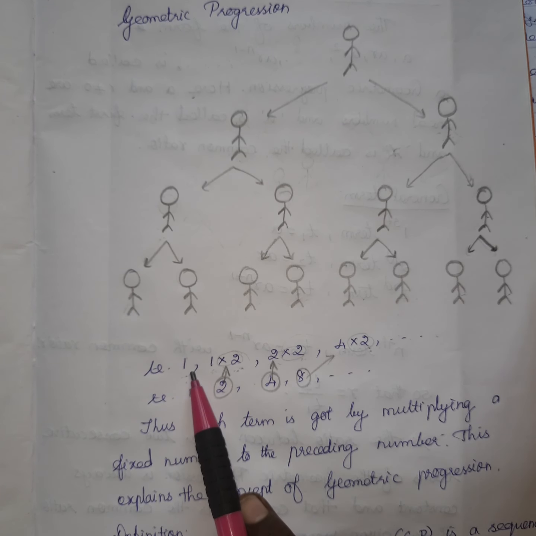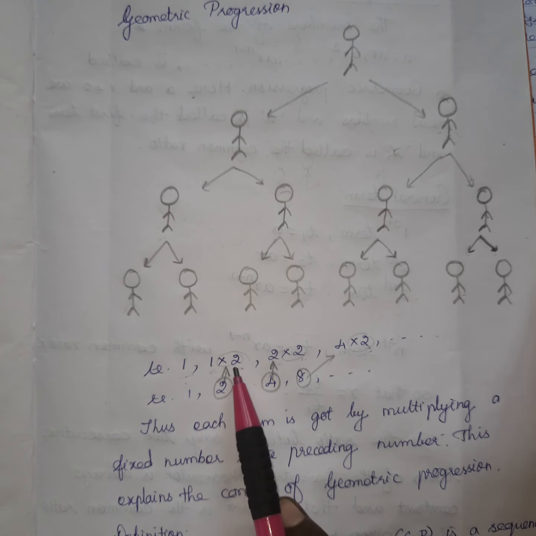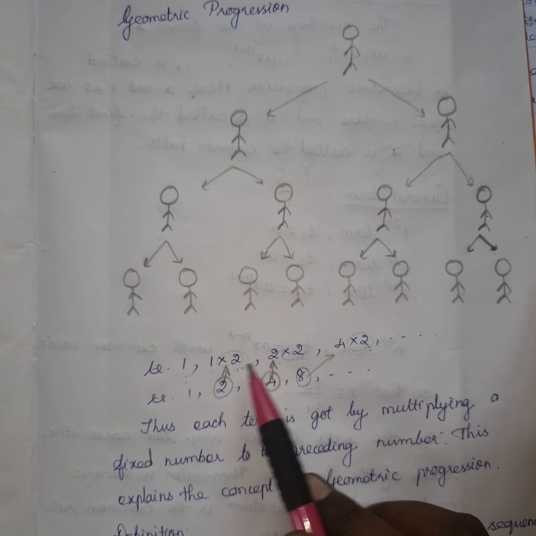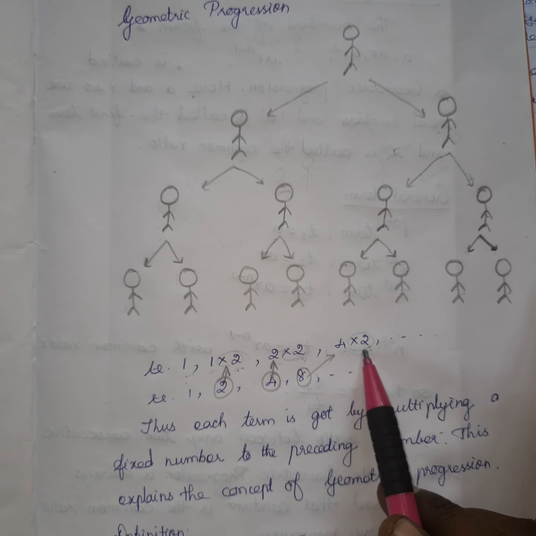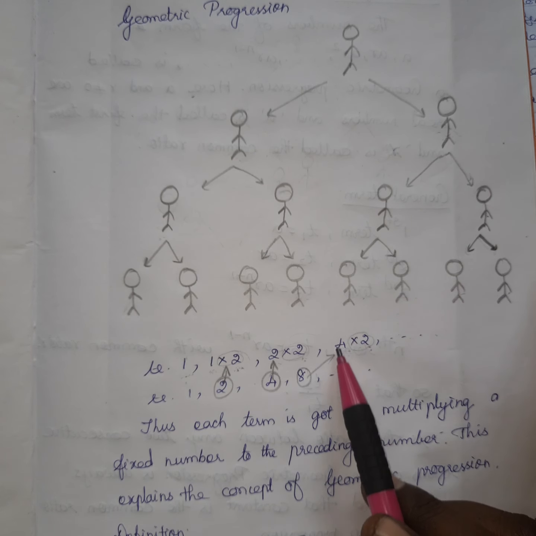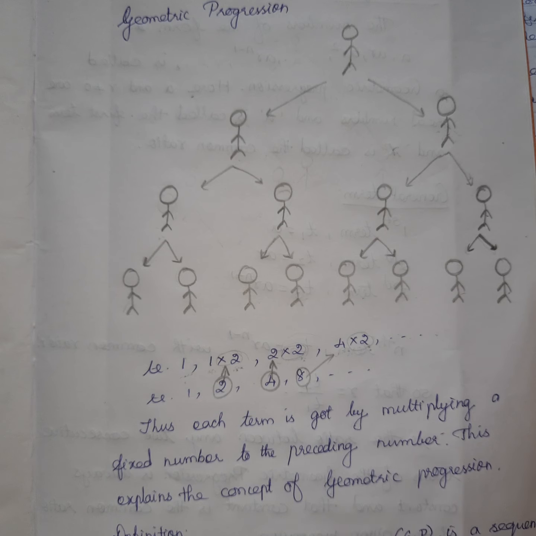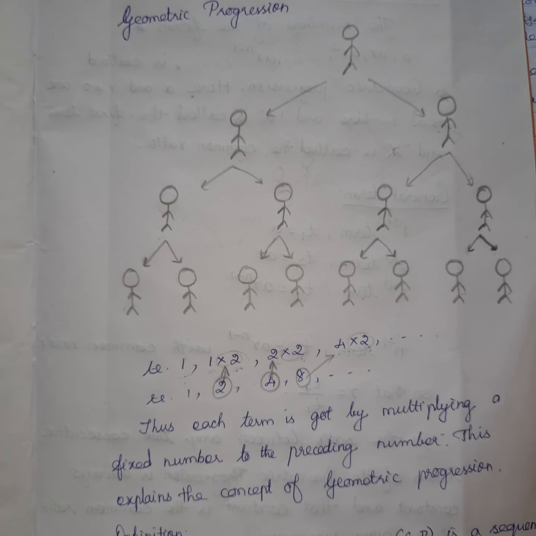Okay, first term 1, second term we multiplied this 2 with the preceding term 1. So 1 into 2, 2 you get. Then third term we are multiplying 2 with the preceding term 2. So 2 into 2, 2 2s are 4. Fourth term we are multiplying 2 with the preceding term 4. So 4 2s are 8. Like that way the terms are going. So we can make a geometric progression like this.